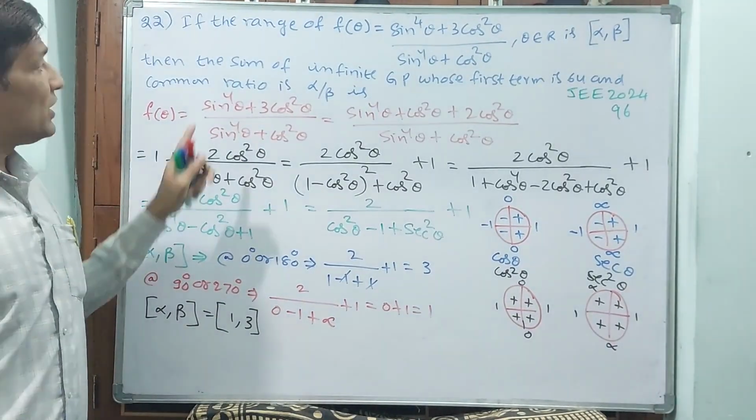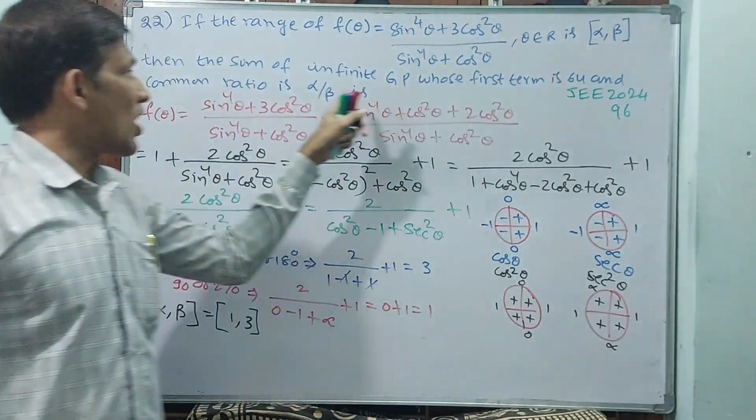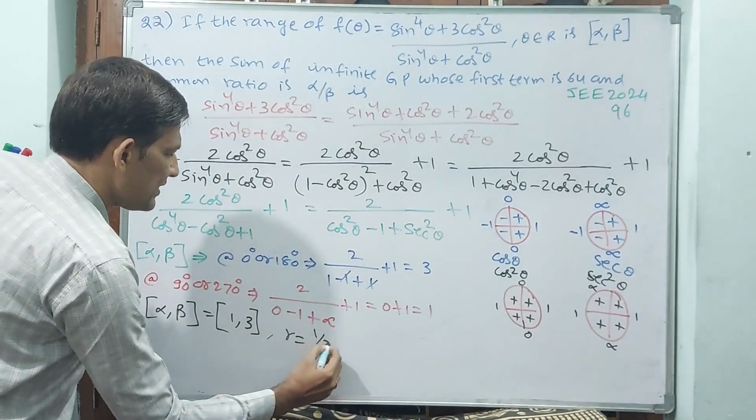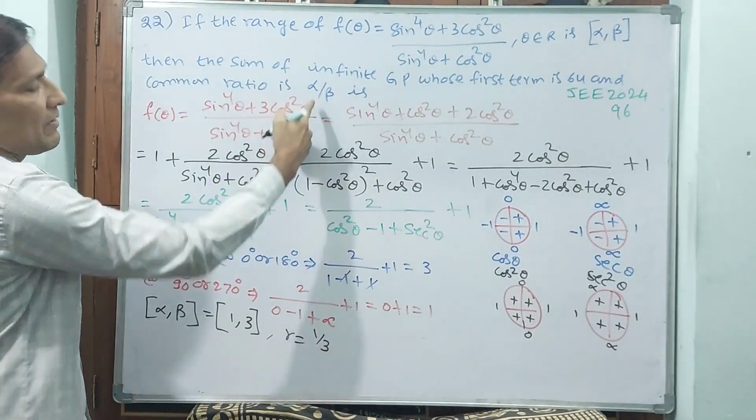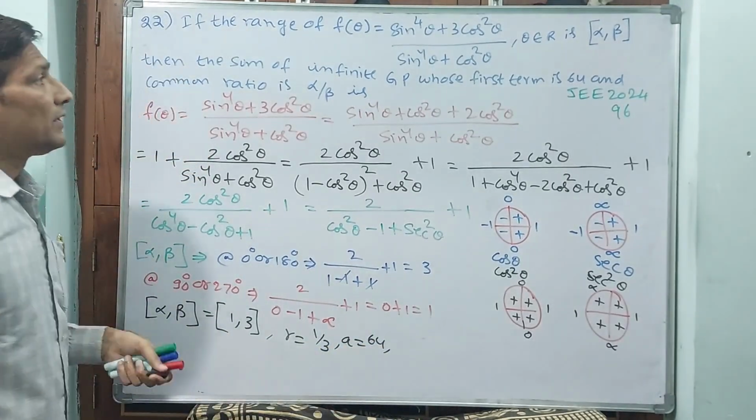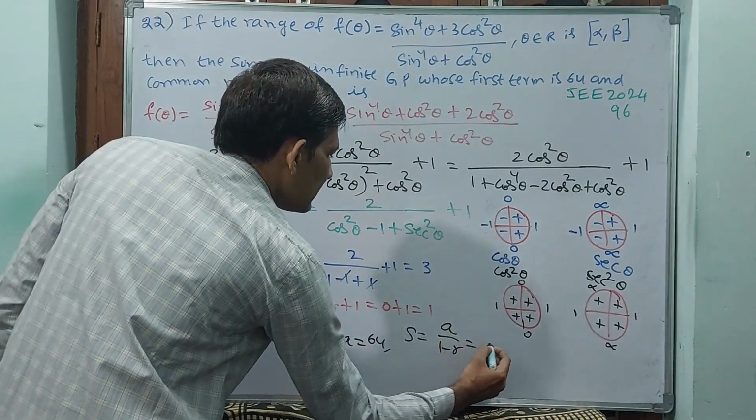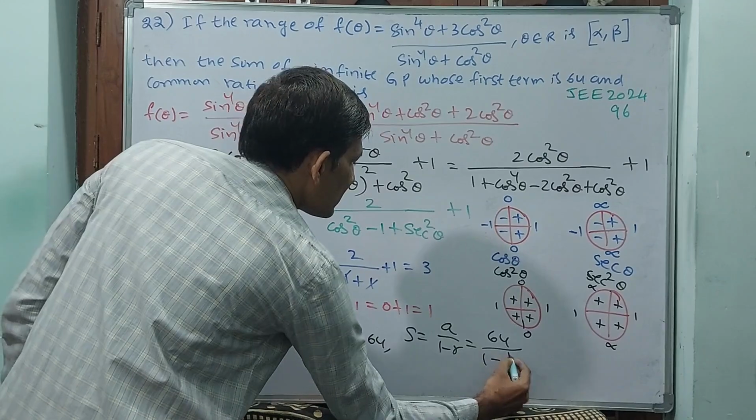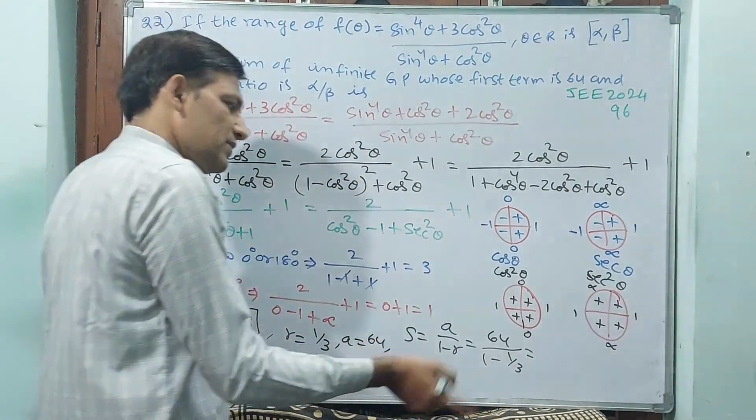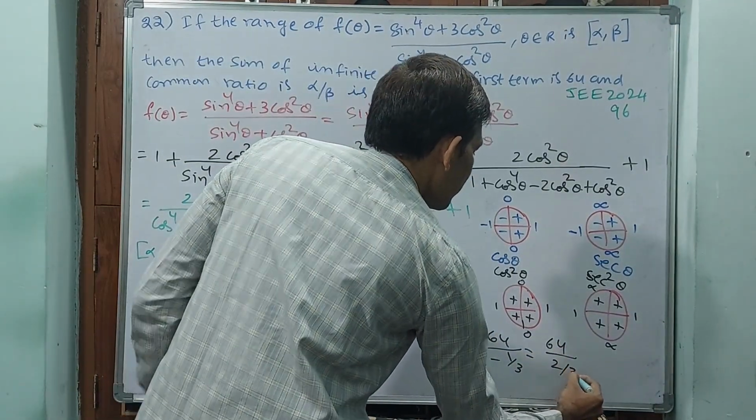Now go back. Now what we have to do? See, how to find the GP value. First term is 64 and common ratio is alpha by beta. Then R is equal to 1 by 3, common ratio. Then what is A? First term, 64. Then what is the sum formula? S is equal to A by 1 minus R. What is A? 64. 1 minus 1 by 3. See, 3 minus 1, 2. 2 by 3. 64 divided by 2 by 3.